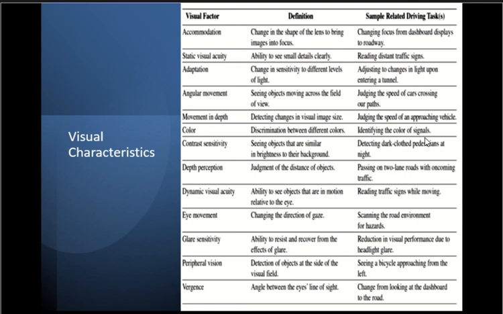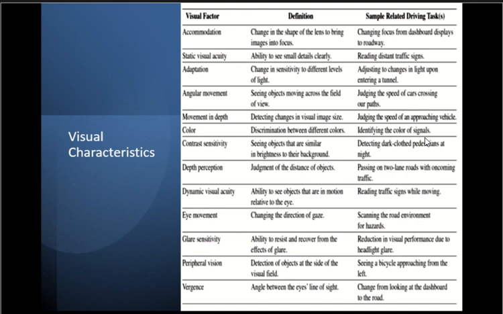I already talked about static visual acuity, right? What was it? What is static visual acuity? They want to see small details. Yeah, in which condition? In static. So this is the same thing, but in movement. Dynamic condition.